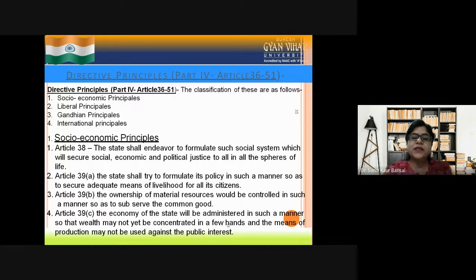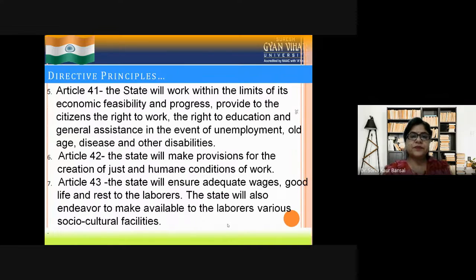Then Article 39B tells us the ownership of material resources would be controlled in such a manner so as to subserve the common good. Then Article 39C is the economy of the state will be administered in such a manner so that the wealth may not be concentrated in few hands, and the means of production may not be used against the public interest.